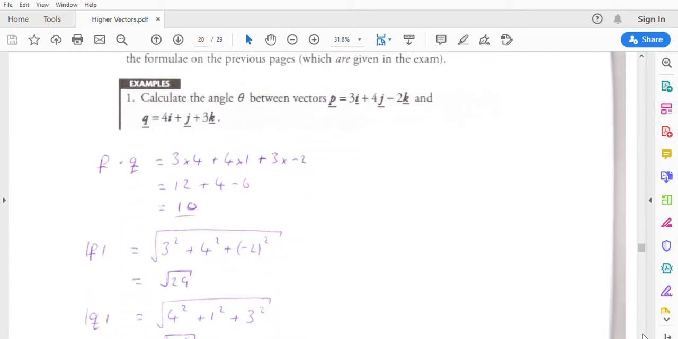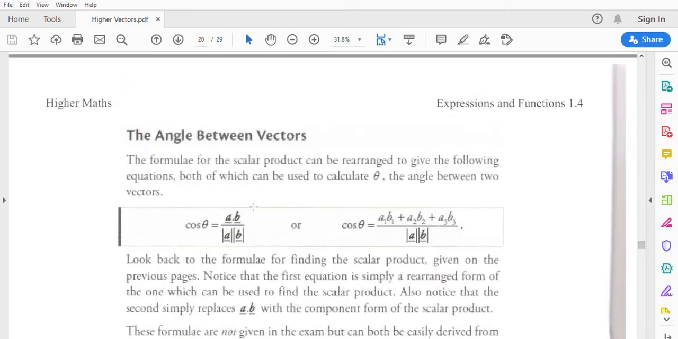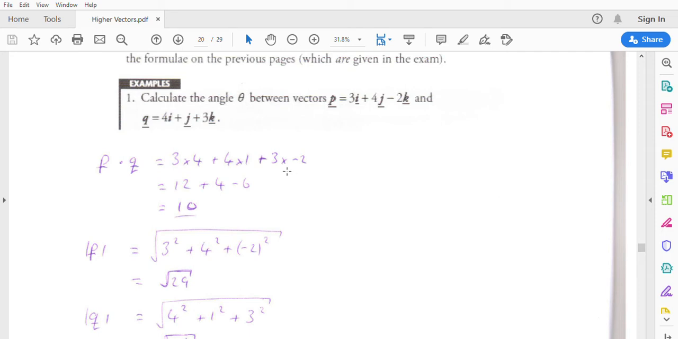So let's go straight into an example. Calculate the angle between the vectors P and Q. So let's have a quick reread of this. We need to know A dot B, we also need to know the magnitude of A and the magnitude of B, and then we're just going to substitute into the formula. So P dot Q will be 3 multiplied by 4 plus 4 multiplied by 1 plus negative 2 multiplied by 3, which comes out as 10.